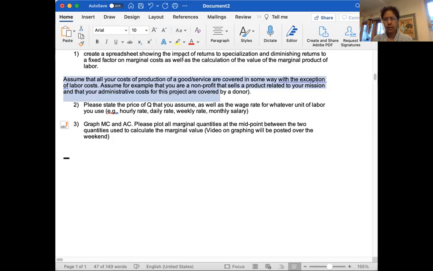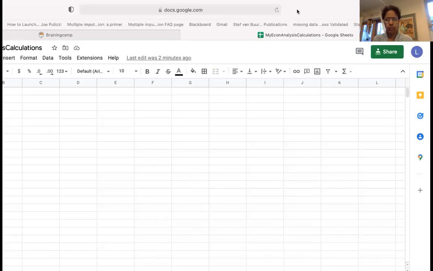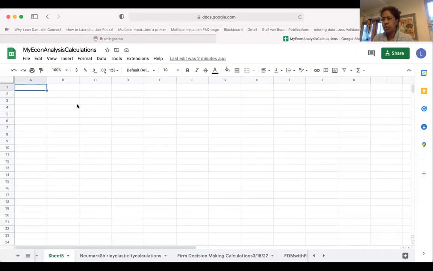Okay, so we're going to start off just showing the returns to specialization of some product. I'm not going to name what the product is. I'm going to have some kind of labor units, whether it's by the hour, by the day, by the week, by month. So I'm going to say labor units. I'm going to start off with 0 labor units and go up by one each time. Let me make this a bit more extensive than the previous examples.